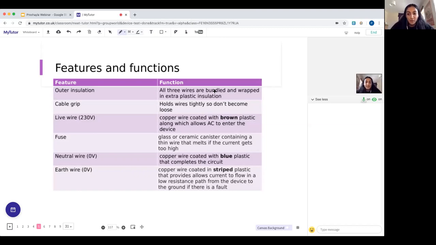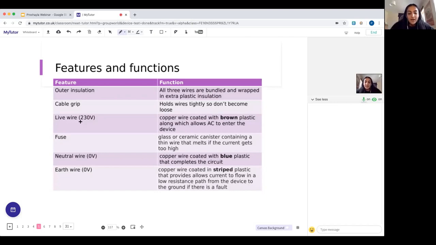Then we have the live wire. The live wire kind of makes it all happen. And again, it's the copper wire that's coated with brown plastic. So it's that brown wire that we just saw before. And it allows our current to enter the device. Remember, it's an alternating current because it's mains electricity. So the live wire is what actually allows the plug to work and allows the current to enter the plug.